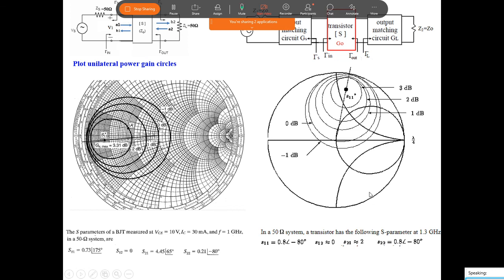Okay, this is about designing the amplifier. It is not a complete one. We will see the continuation in the next class. Next class Ranjita madam will continue.